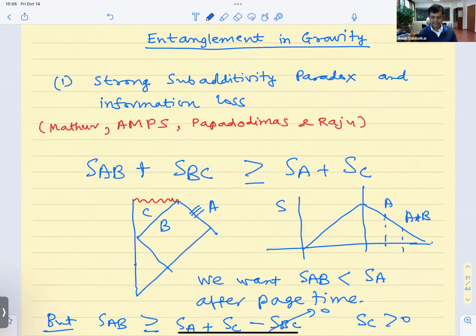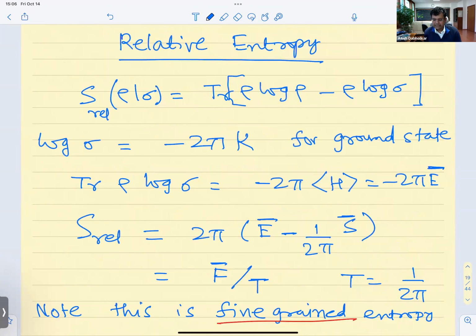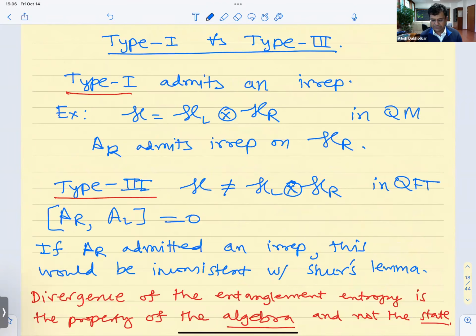And the other thing that is relevant for us is some kind of a classification of the algebras. There are two types of these von Neumann algebras. One is type 1, which is what we encountered in the quantum mechanical case. The property of type 1 algebras that is relevant for our purposes is that they admit an irreducible representation. In particular, in this example, if you're looking at the algebra of observables restricted to the right Hilbert space, so the matrix is acting on the right Hilbert space, then clearly it admits an irreducible representation on the right Hilbert space.